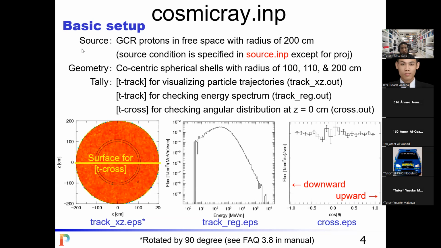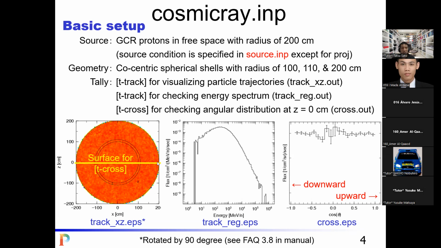First, let's run cosmicray.imp. Simply run it and check three EPS files. One is track_xz.eps, which shows the cosmic ray flux; track_en_rec.eps shows the energy spectrum; and cross.eps shows the angular distribution of cosmic rays crossing this surface.